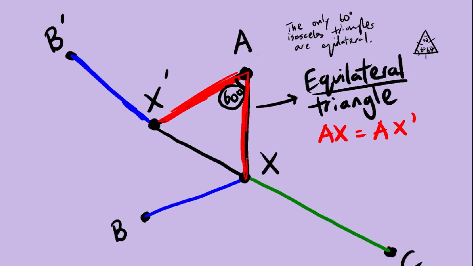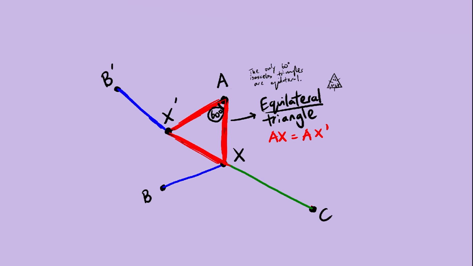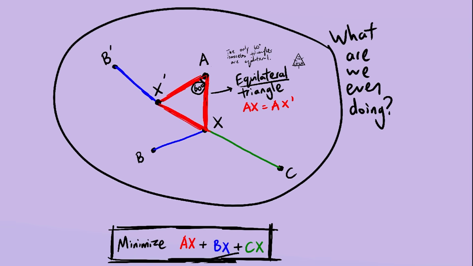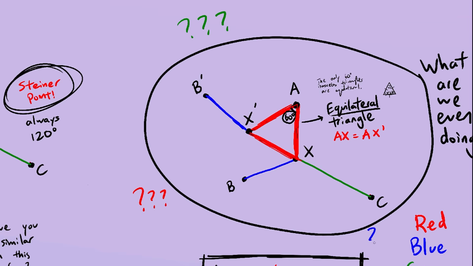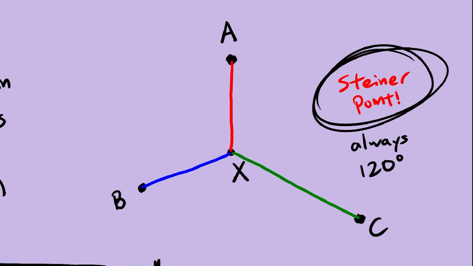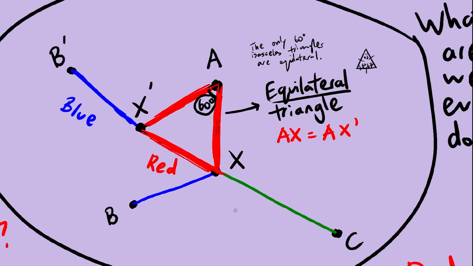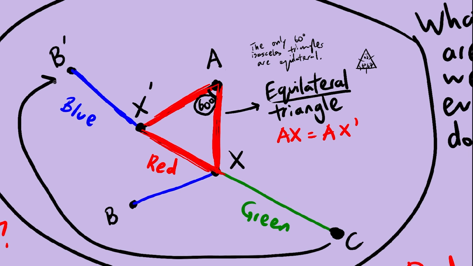Which means all 3 sides are equal in length, so we'll color them all red. Alright, so far this has made 0 sense. We're trying to minimize AX plus BX plus CX, red length plus blue length plus green length, and the only thing we've managed to do is turn our diagram into a mess, whereas before, the 3 colors were neatly connected at one point.